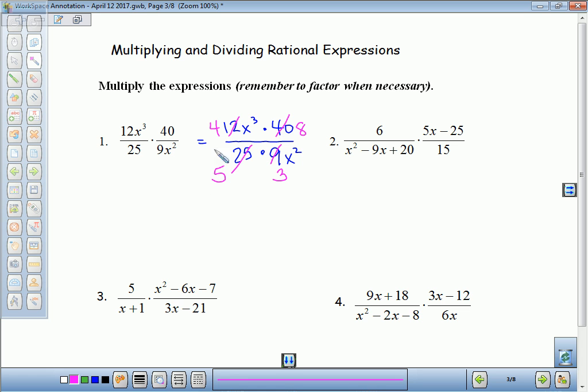And now nothing else. I think I'm done with my numbers. That's all I can do with the numbers. Now I'm going to check out the variables. I have an x cubed and an x squared. So I can say 2 of these cancel with 2 of those, and leave 1. Or once again, when you're dividing like bases, you subtract the exponents. You can think about it that way. All right, so the numerator, we have 4 times an 8 times an x. Well, 4 times 8 times x is 32x. And in my denominator, I'm left with 5 times 3, which is 15.